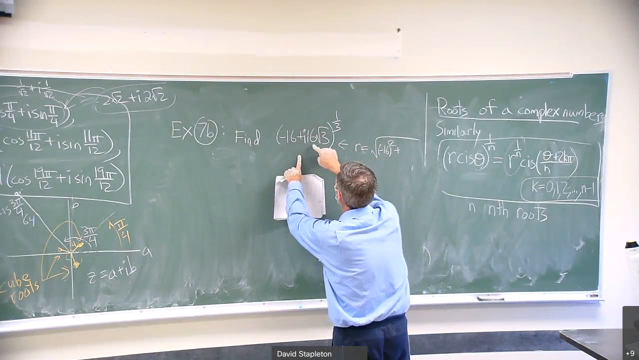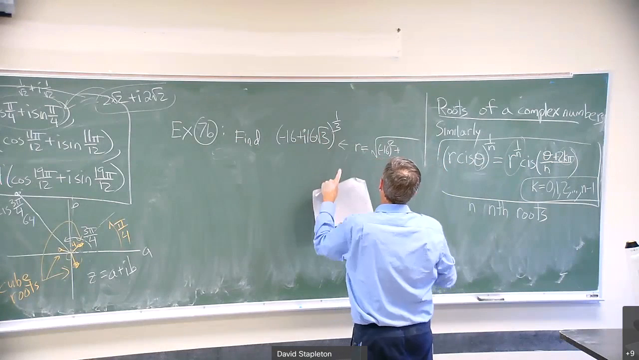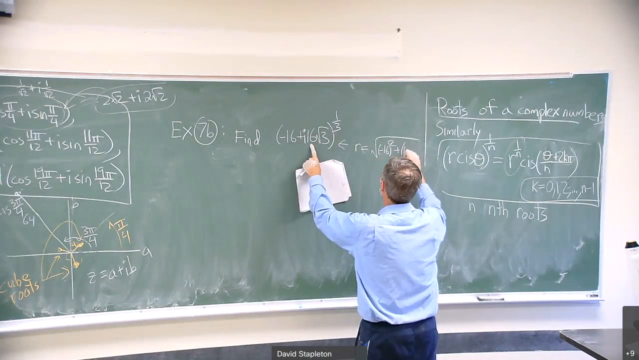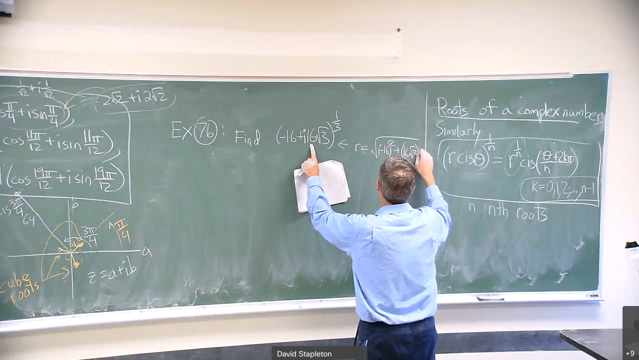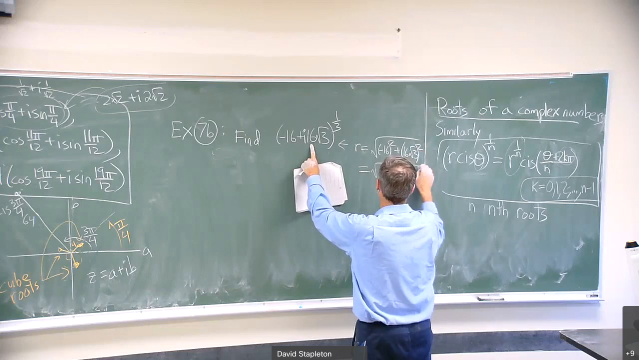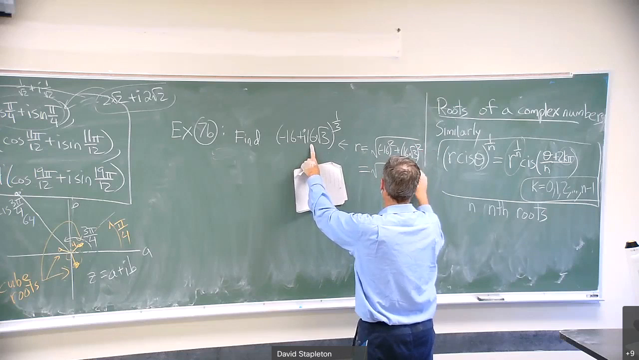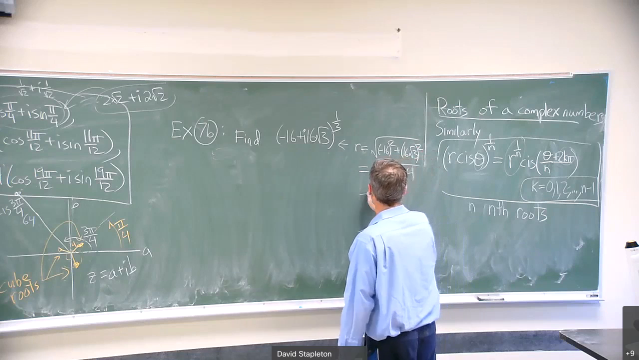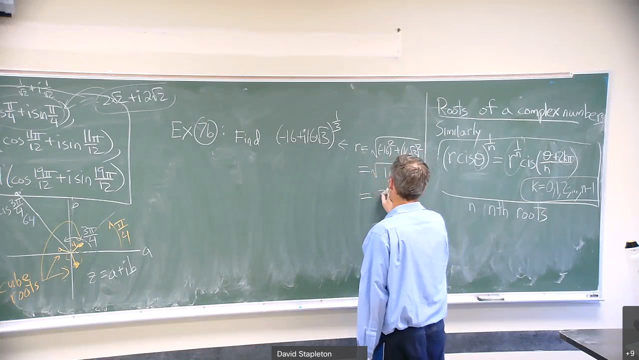All right, so plus 16 square root 3, without the i squared. And let's see, I've got 256 here, and 3 times 256 here makes 1,024 total. The square root of 1,024 is 32.